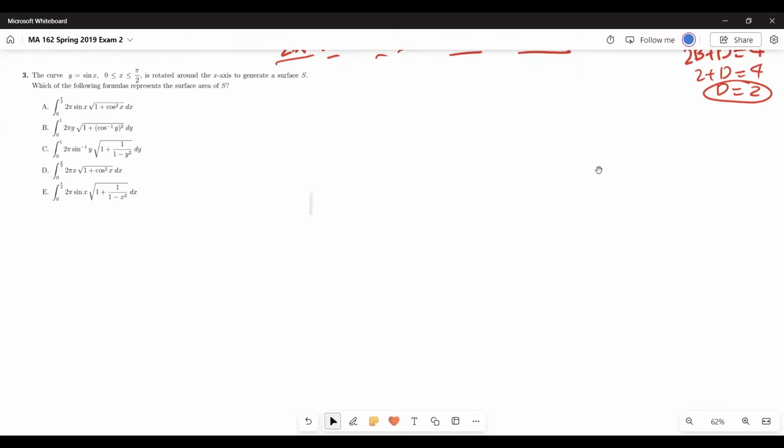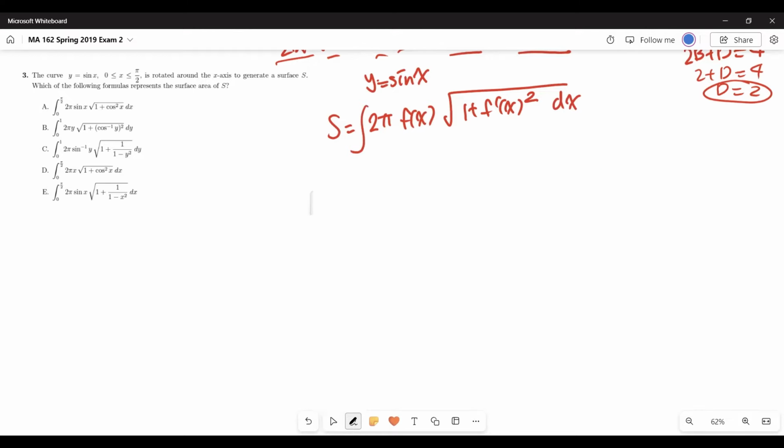Okay, so this question asks to find the surface area of the curve. So the curve is y equals sine x, and we know the surface area equation is 2 pi times the integral of f(x) times the square root of 1 plus f prime x squared dx. And yeah, integral, of course.